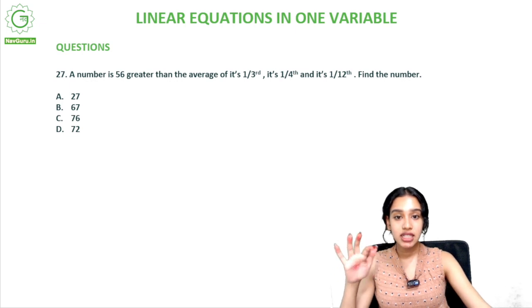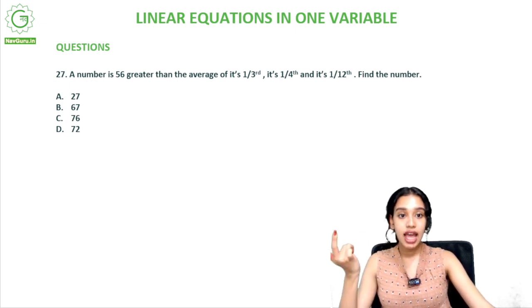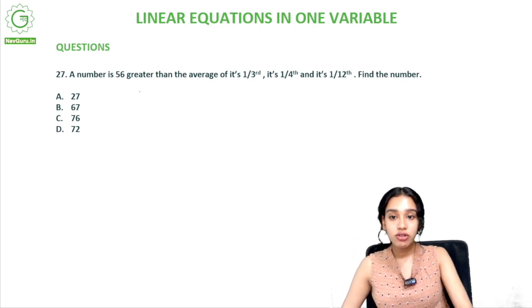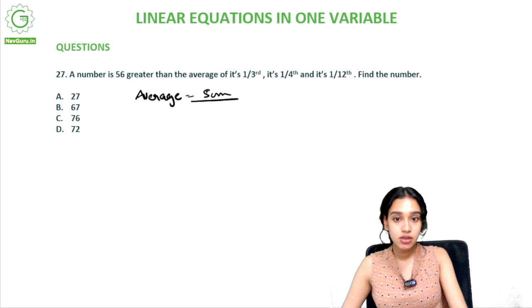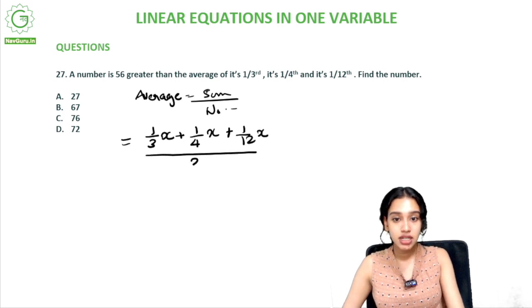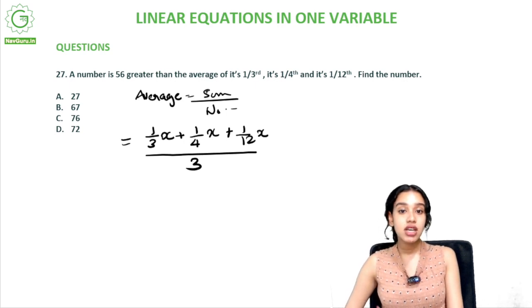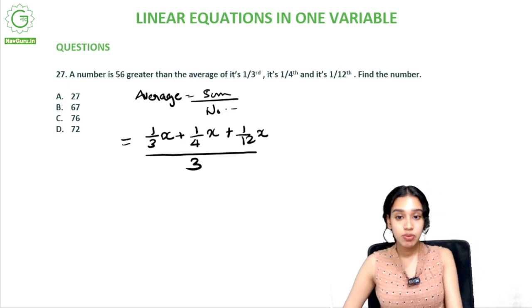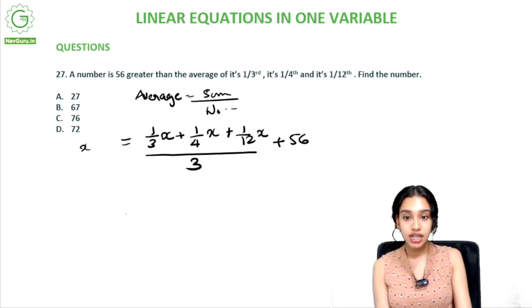A number is 56 greater than the average of its 1/3, its 1/4 and 1/12. Find the number. So how do we find the average of a number? Average is like the sum of the total things divided by the number of things, right? So what is the sum of 1/3 of that number plus 1/4 of that number, the number being taken as x, okay? And 1/12 of that number, divided by how many numbers are there? 3, right? The number is 56 greater than the average of its 1/3, 1/4 and 1/12. So this number is 56 greater, and this is given, right?